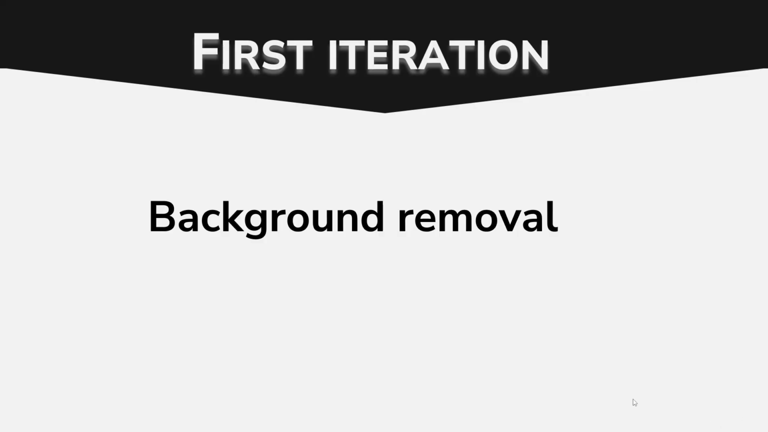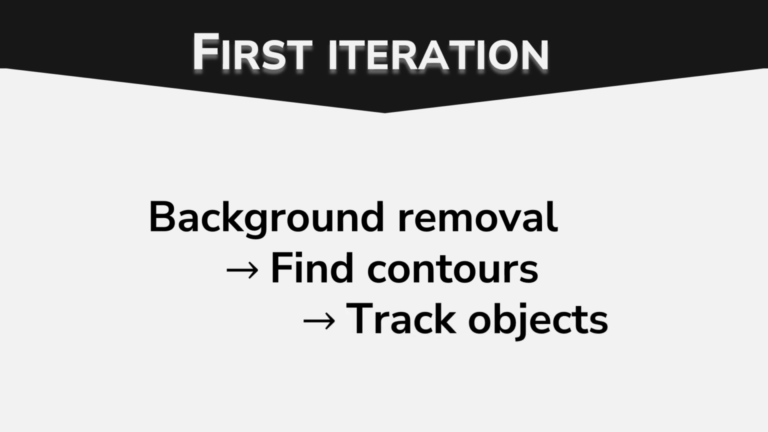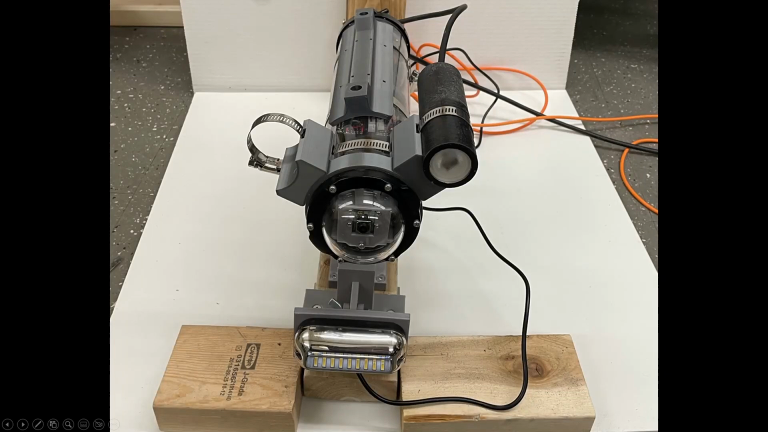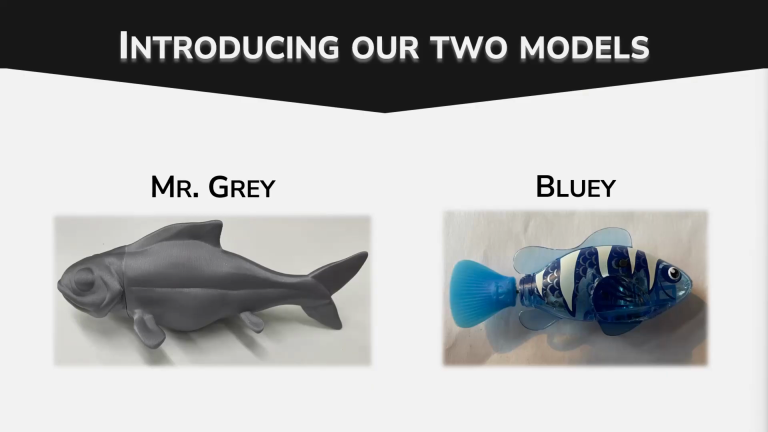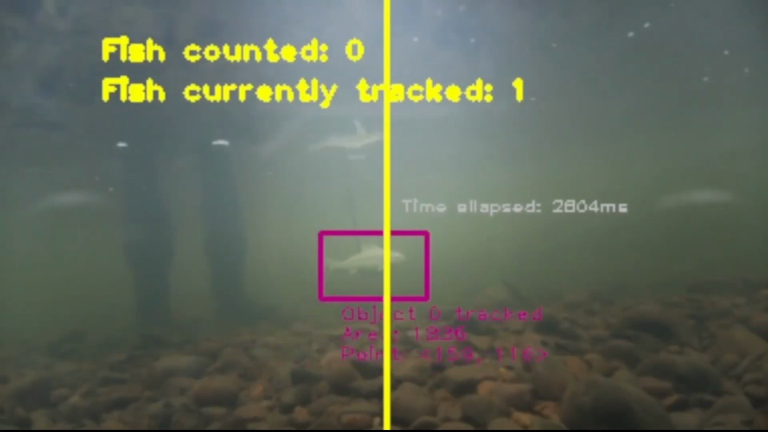To give a general summary of this process, we'll first remove the background. We'll then find the contours of what's left. We'll feed that into the tracker. And then if it crosses the center point, we count it, and so on and so forth. This is a repeating process. So this is the system that we came up with. It was first made out of wood. You can see the LED in front, and we think we're good to go. I want to just take a second to introduce our two test subjects, Mr. Gray and Bluey. So when we put it into the water, see what happens, this is what we get.